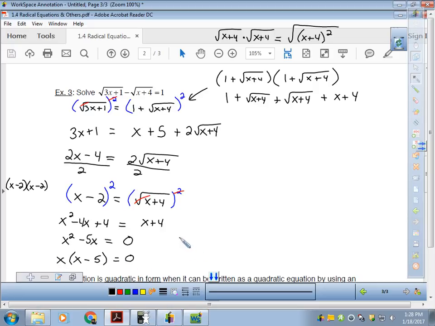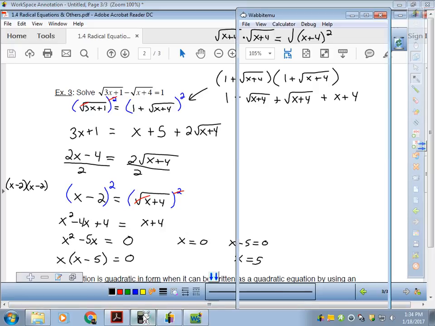Set each factor equal to 0. So you get x equals 0 and x minus 5 equals 0. That one's already solved for you. This one you just need to add the 5 across, so you get x equals 5. And so here's our 2 possible answers, 0 and 5.